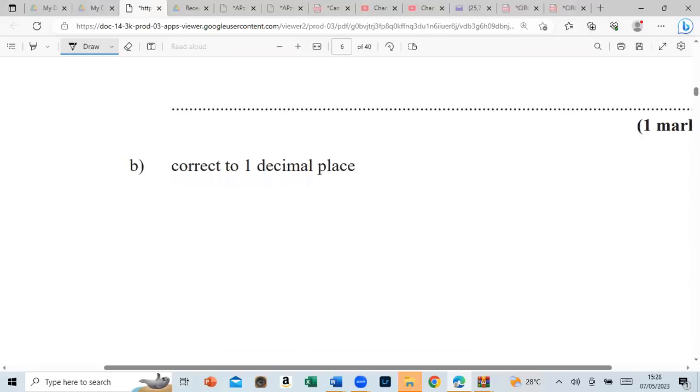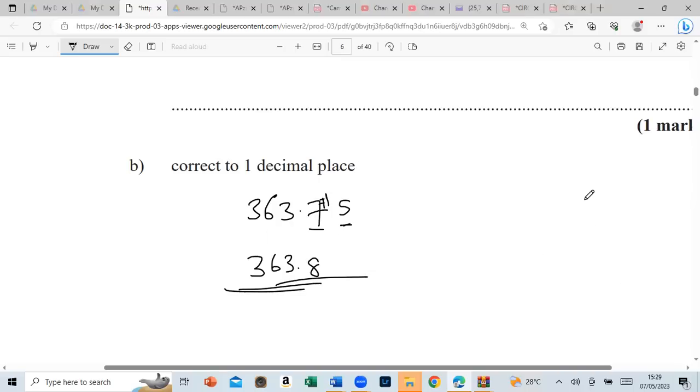Alright, let's proceed. Correct to 1 decimal, please. So the original number was 363.75, and this is to 1 decimal place. So 1 number must come after the decimal point. So that means that this is 5. So we add 1. I'll add 1 to 7 since this is 5. For 5 or greater, we add 1. So it's exactly 5, so we add 1. So that's 363.8. That would be our answer.